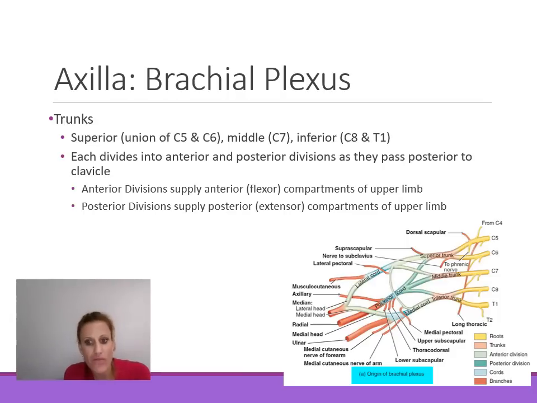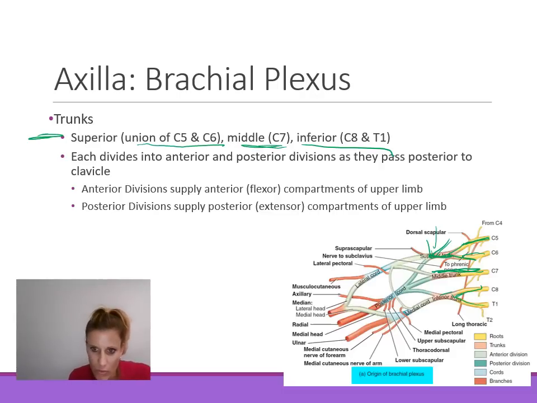So again, we have three trunks that form in the inferior neck. The superior trunk forms from the union of C5 and C6. So you see here, C5 and C6 merge to form the superior trunk. The middle trunk is just a continuation of C7. And the inferior trunk is from C8 and T1 merging. So those are the three trunks.